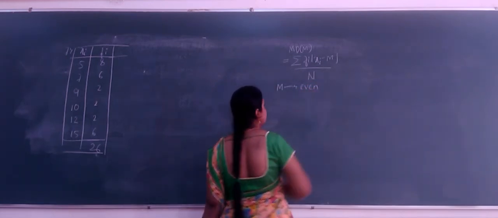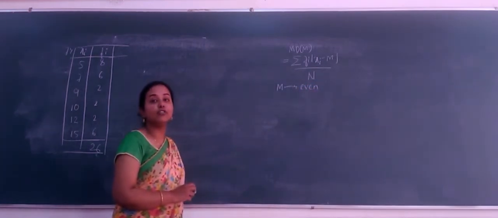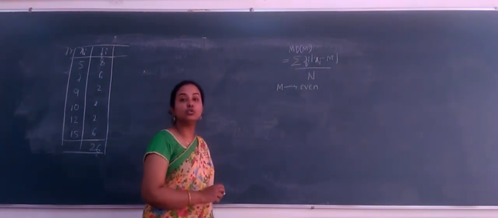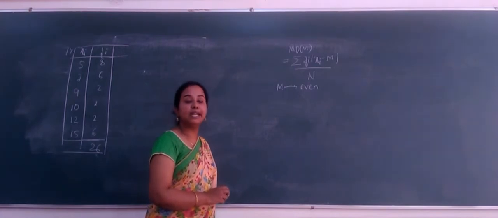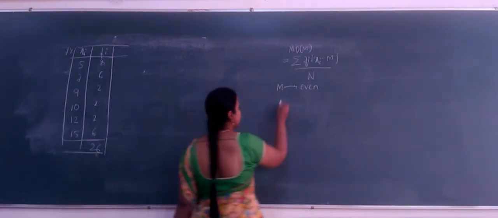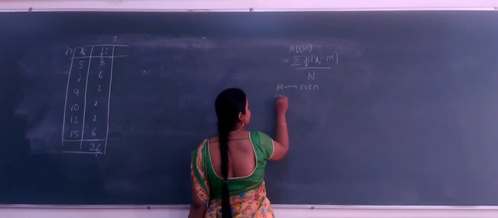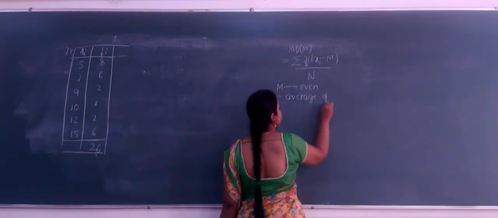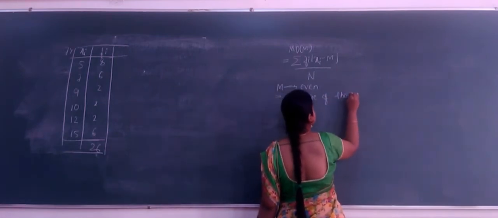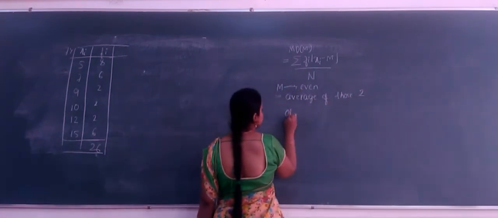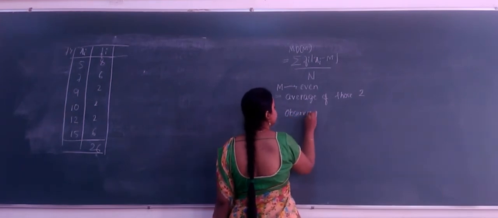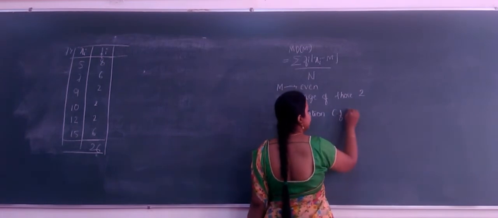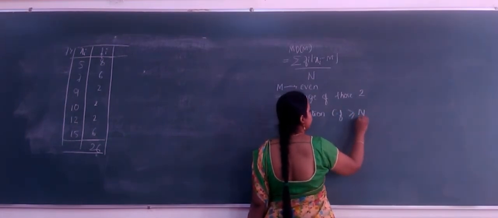Even. So if it is even, then it will be the average of two observations. How do you choose those two observations? Depending upon cumulative frequency. That is, for your reference I will write: median will be equal to average of those two observations whose cumulative frequency will be greater than or equal to n by 2.